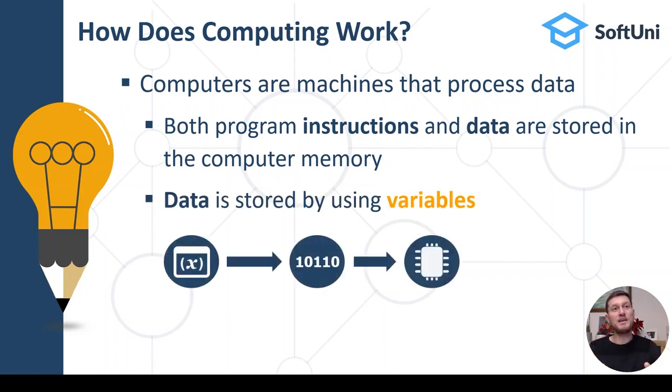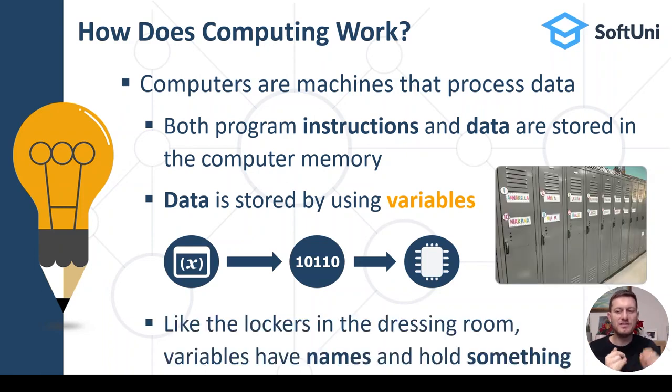Data in programming is stored using variables, which means that each variable may have a name and may have a value and location in the memory, just like the hangers in the dressing room. So hangers in the dressing room have names and have also some kind of labels or numbering or some way to locate and differentiate between them.